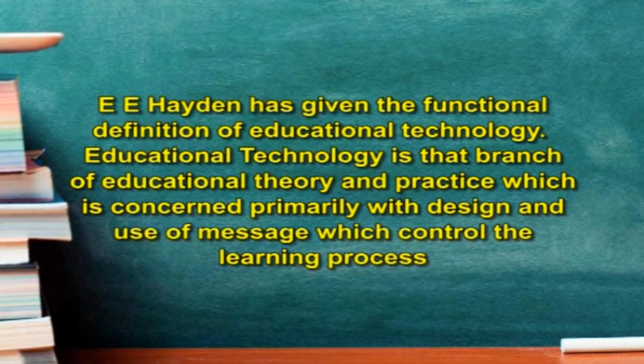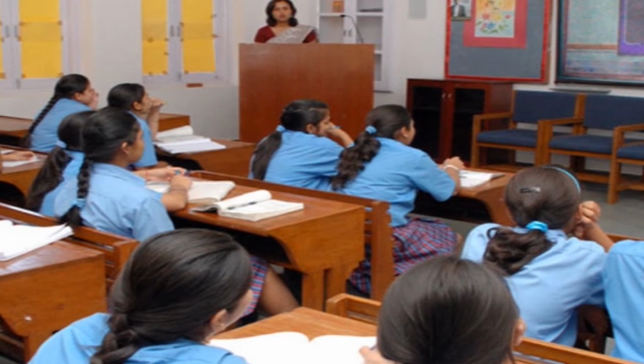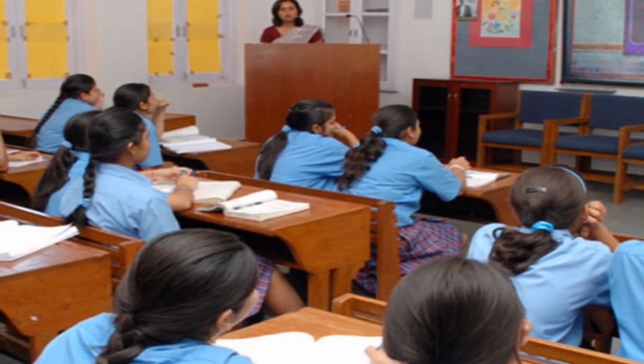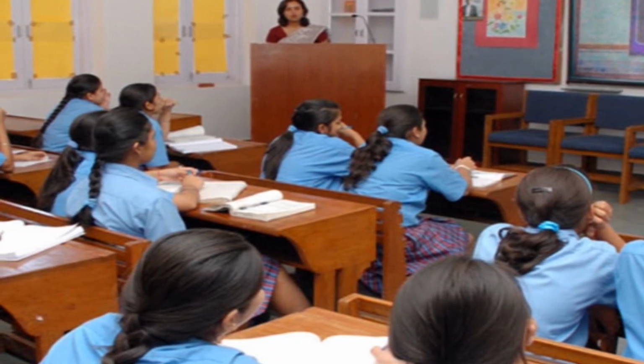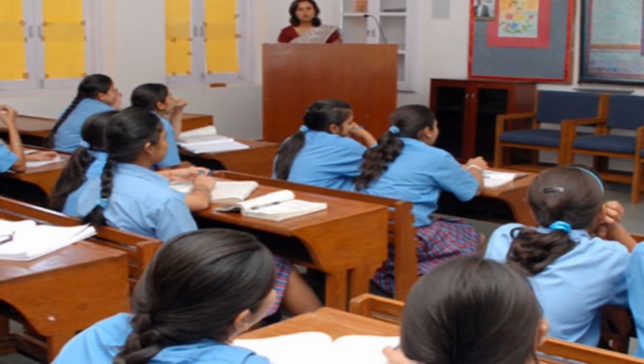E. Hedden has given the functional definition of educational technology. Educational technology is that branch of educational theory and practice which is concerned primarily with the design and use of messages which control the learning process. Hedden's definition involves both aspects, theory and practice, and stresses application for effective communication in the learning process.